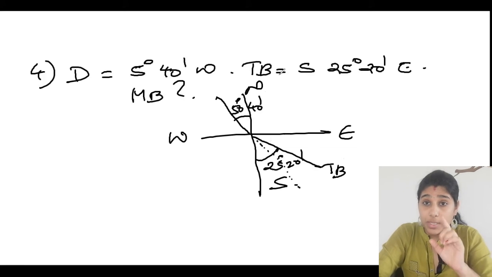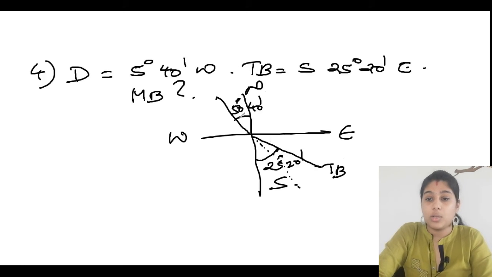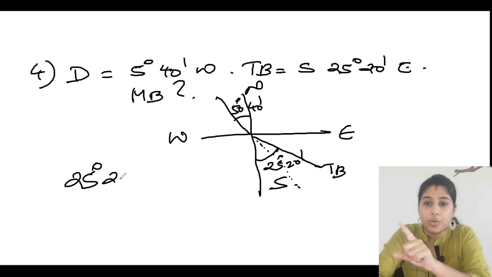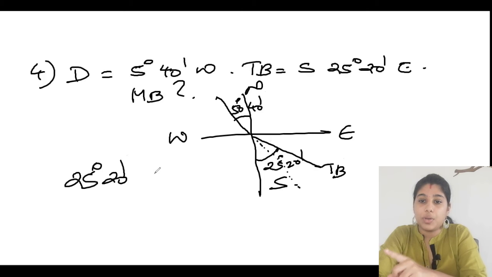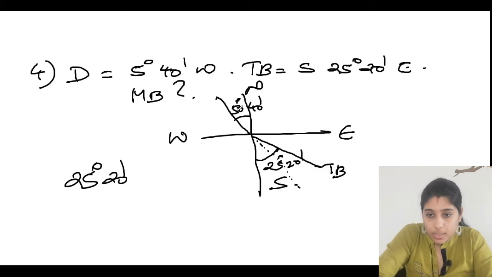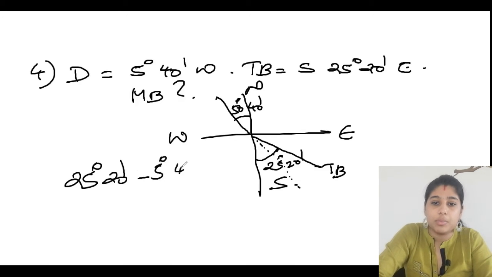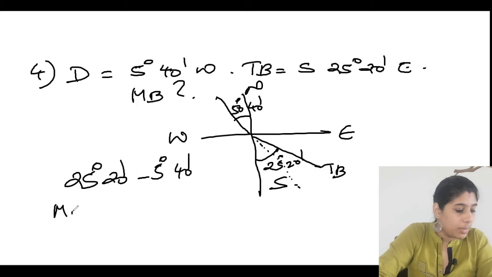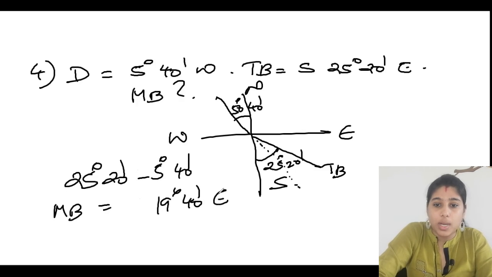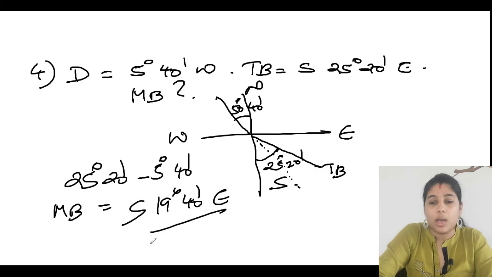Those who have any doubt, please watch the first question, then you will understand. This is an easy trick. The total of 25 degrees 20 minutes already has this 5 degrees 40 minutes added, that is why you got 25. So you have to subtract 5 degrees 40 minutes from this to get the magnetic bearing. The answer will be 19 degrees 40 minutes east. This is also lying in the same quadrant, southeast.